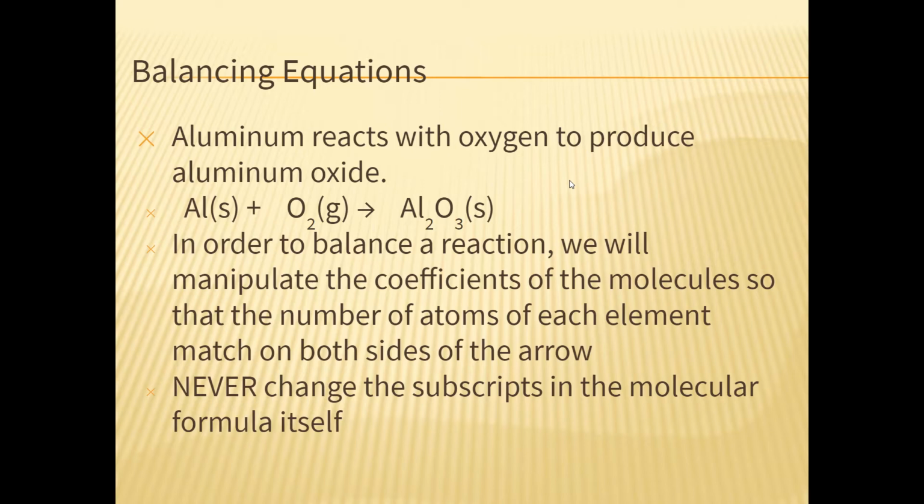So in order to represent a chemical reaction appropriately, it must be balanced, meaning that the total number of atoms on each side of the arrow have to match. So for example, let's say I'm doing the synthesis of aluminum oxide from aluminum and oxygen. So we have aluminum and oxygen on the reactant side, and then we have aluminum oxide on the product side.